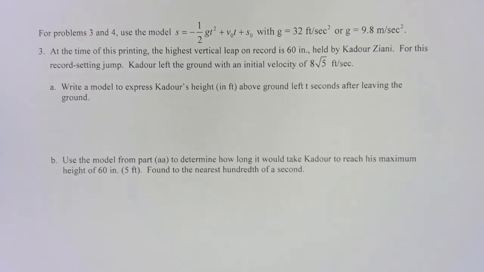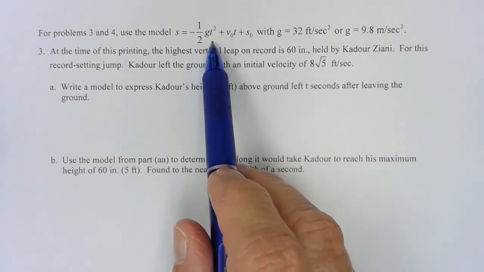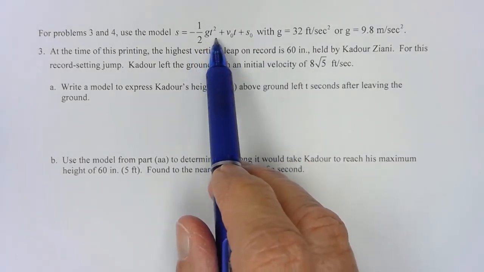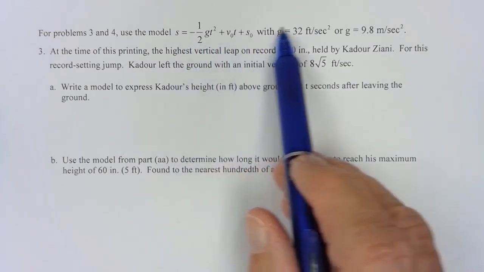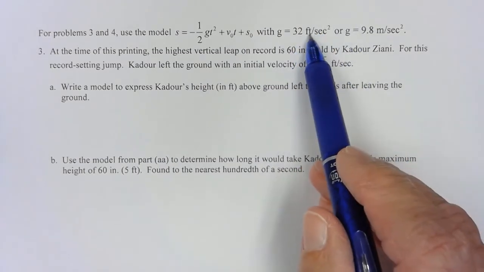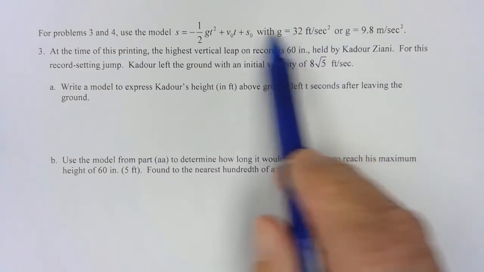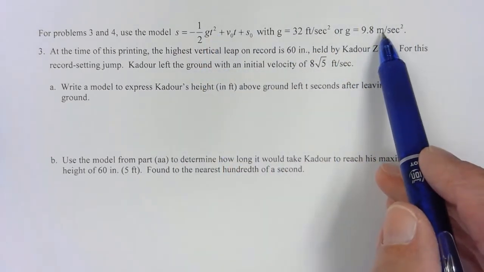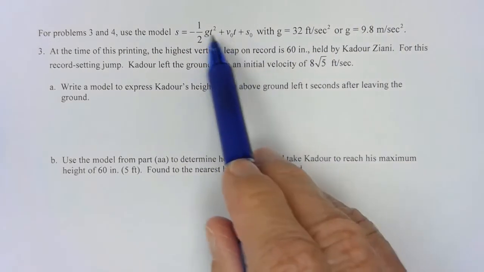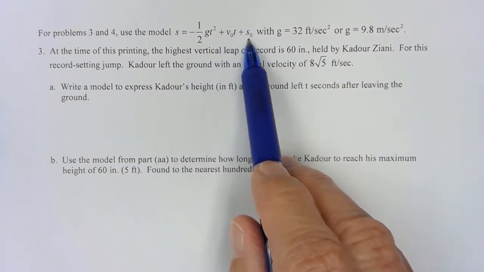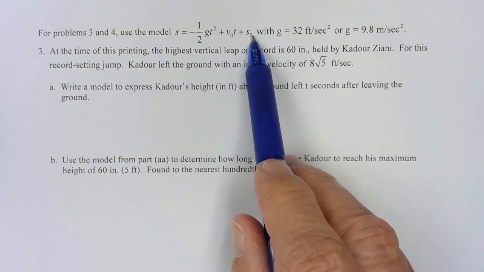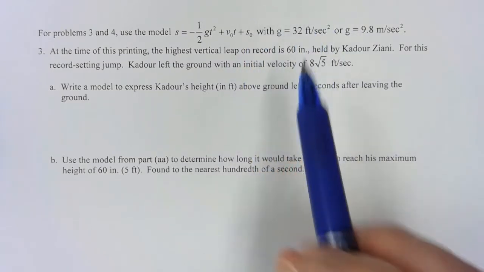We are finishing up the applications of quadratic equations. In these two problems we're going to use this model, which is the distance above ground with respect to gravity. You have to be careful: if you're talking about feet, then the g here needs to be 32, but if you're talking about meters, the g has to be 9.8. The v sub 0 is the initial velocity. The s sub 0 is the distance above ground level initially that the object might be at.